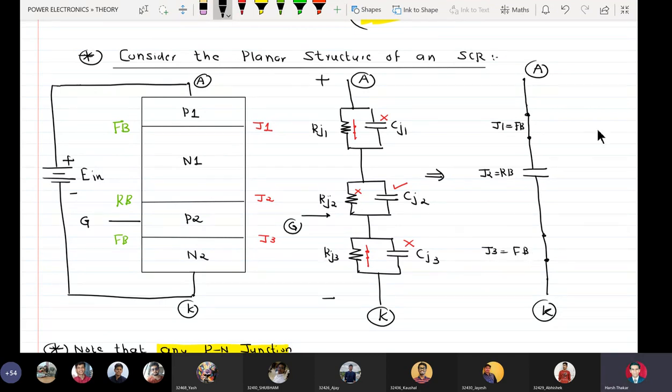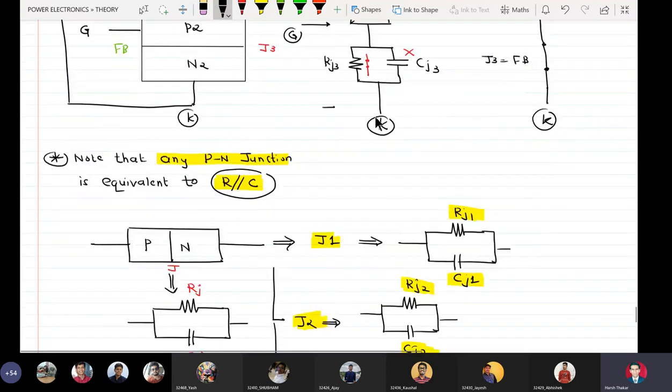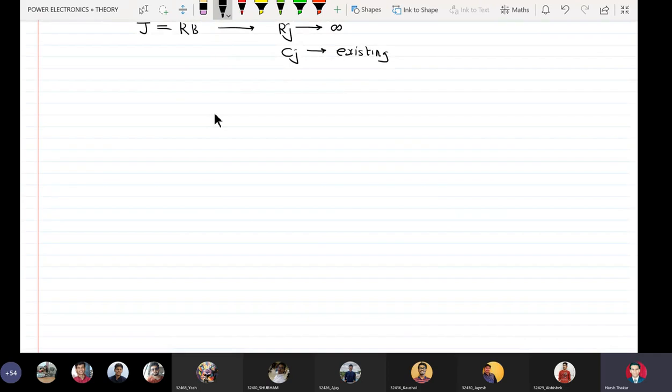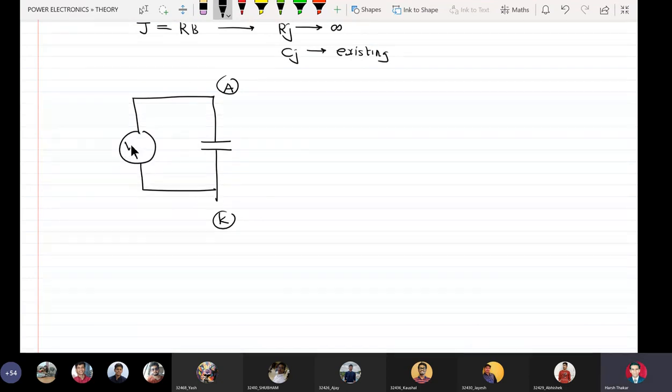So see students, now we are having a simple capacitor CJ2 connected between anode and cathode. Let us redraw it here and analyze. Okay, so now our structure is like this. We have a capacitor connected between anode and cathode. The potentials are like this. This is VAK. This is CJ2.